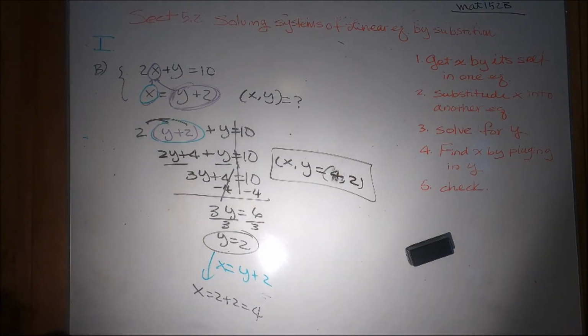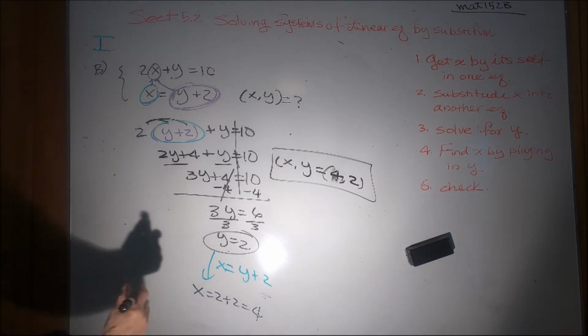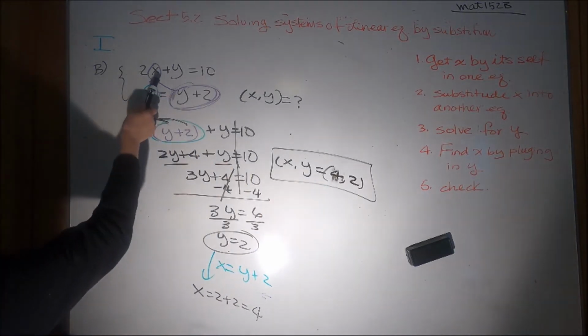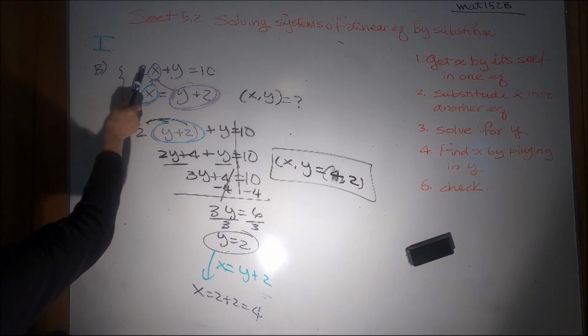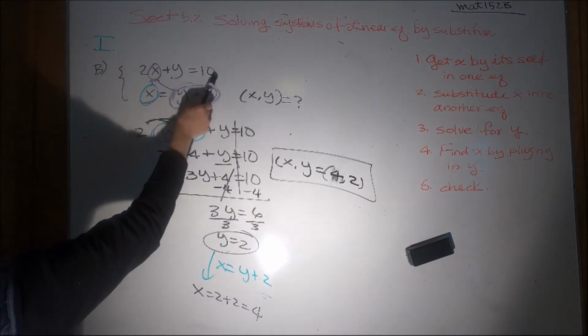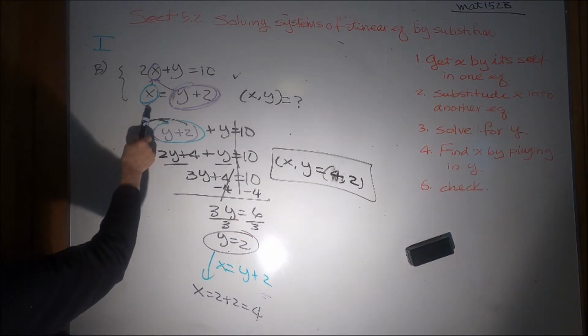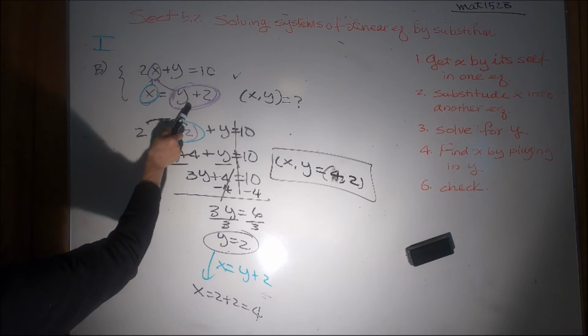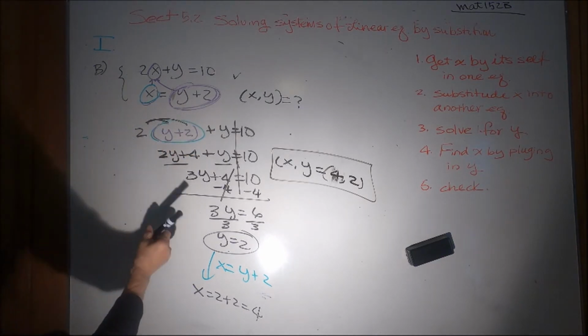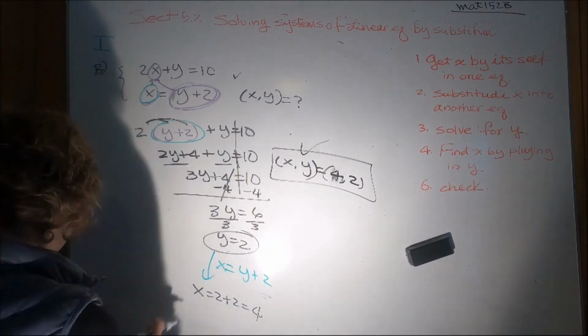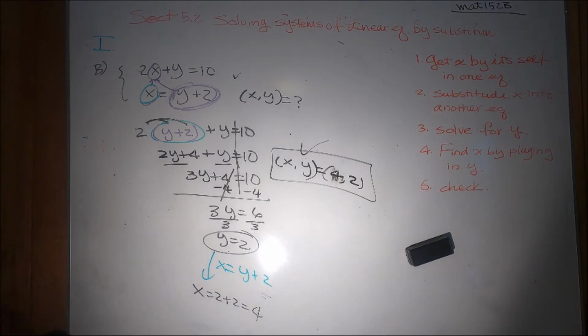That will be your answer. How do you know you are doing right? You plug in both. x is 4. 4 times 2, 8. 8 plus y is 2, so it's 10. Yes, you check. Then plug in the second one. y is 2. 2 plus 2 is 4. That's x. Yes, so you check. Make sure you check, and it works for both.